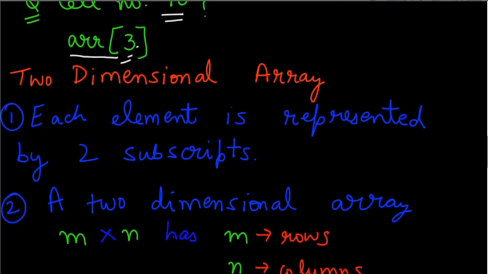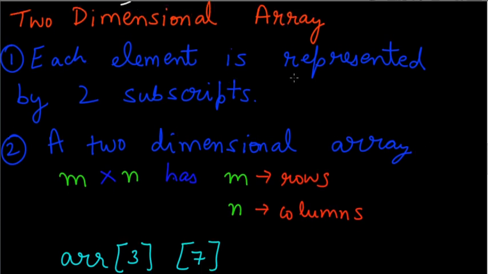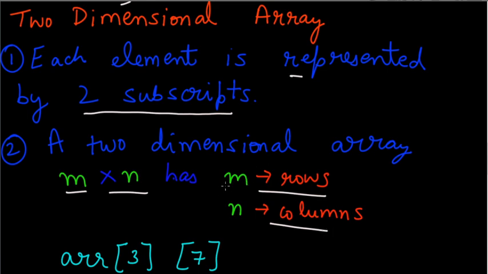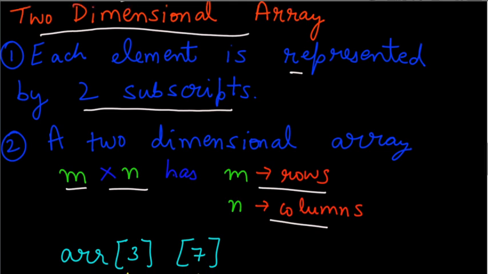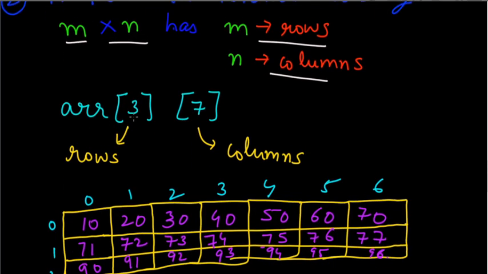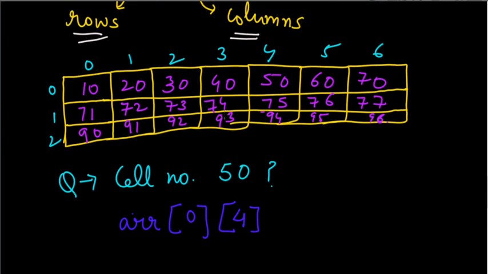So now what is two-dimensional array? Each element is represented by two subscripts. A two-dimensional array, that is m cross n, has m rows and n columns. So in one-dimensional array we have a single row, multiple columns, but in two-dimensional array we have rows as well as columns. So how do we represent an array? In the first bracket we have the number of rows, and in the second bracket we have the number of columns.